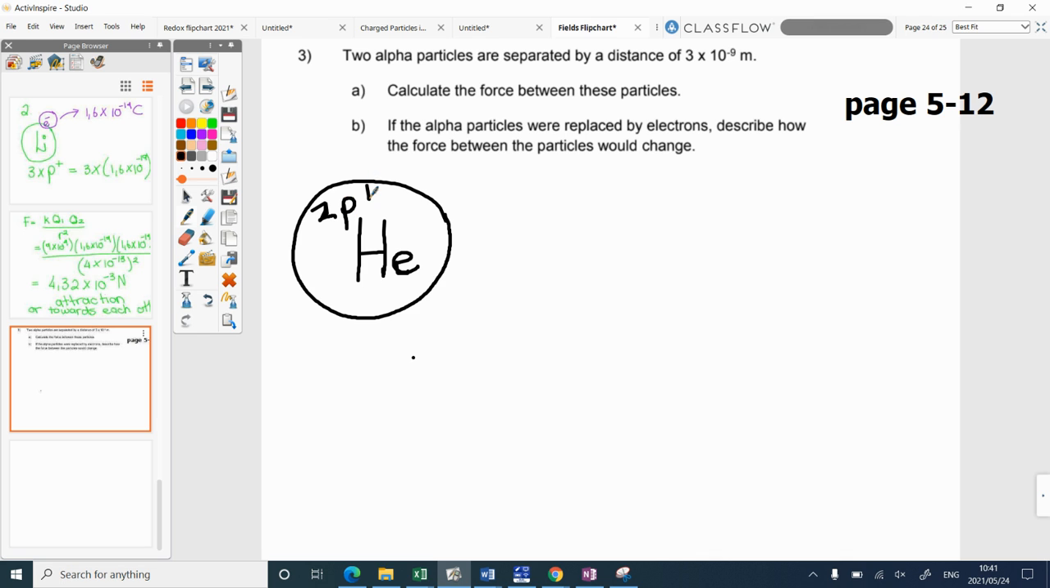If we give you a question like this in the exam, we need to tell you how many protons it has, because we don't give you a periodic table in the physics exam. You only get a periodic table in the chemistry exam. So we would have to tell you that an alpha particle is a helium nucleus with 2 protons. All that information we would have to give you.